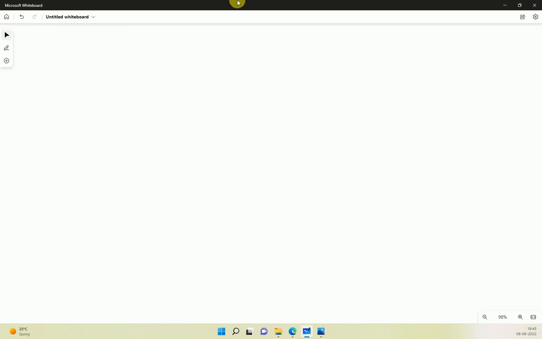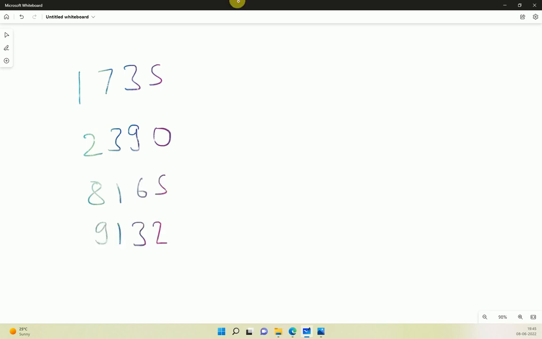So lastly, I would request everybody one by one to tell me this. 1735. 2390. 8165. 9132. Now you don't normally need very big numbers, because if we talk in euros, these are huge figures, right? In INR they would definitely be small figures, but in euros they are huge figures.